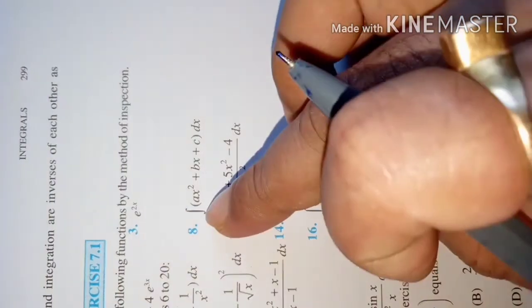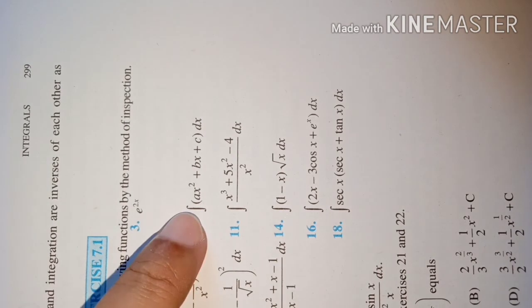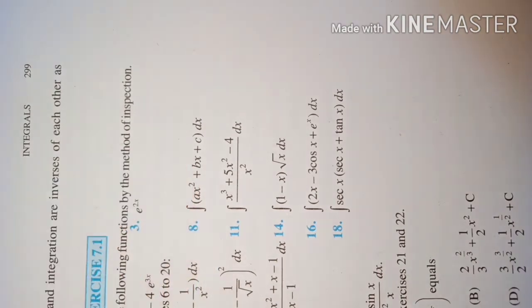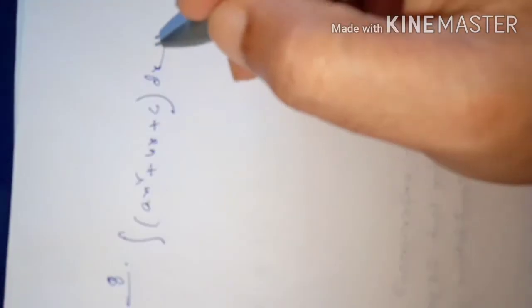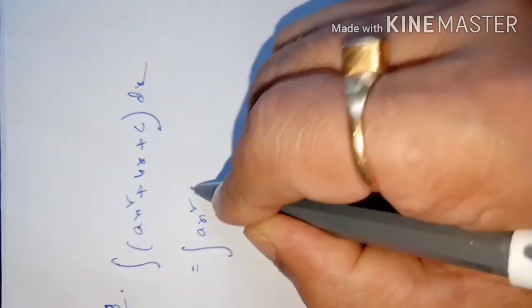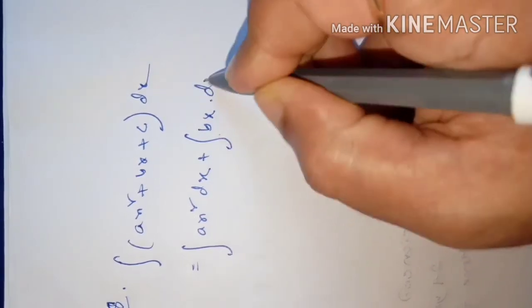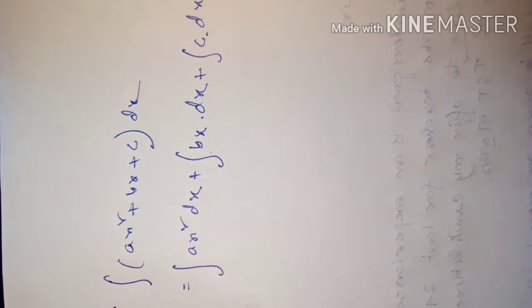Look at question number 8, dear students. Now we'll try question number 8 also, and then we'll try some other questions. Question number 8: integral of ax square plus bx plus c with respect to x. So here, integral of ax square dx plus integral of bx dx plus integral of c. C is a constant. So the whole expression we are just integrating with respect to x.